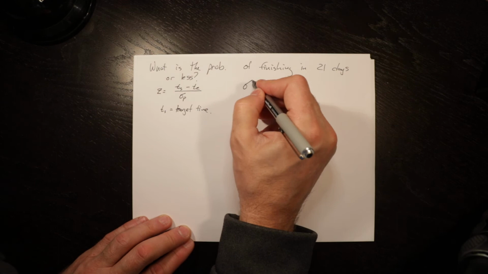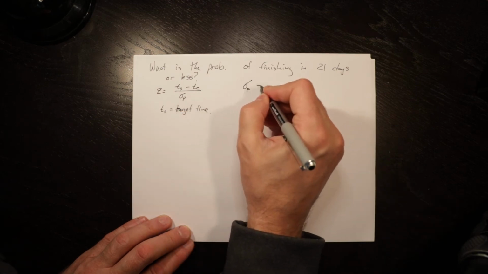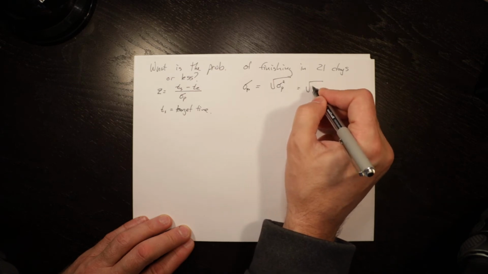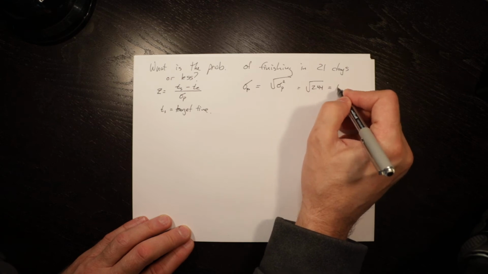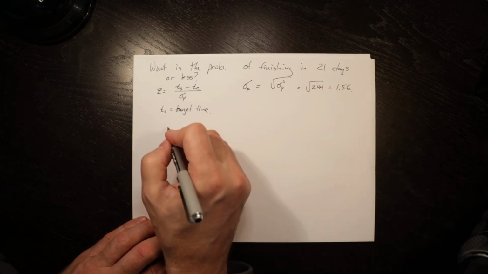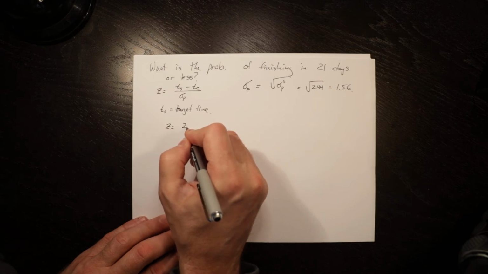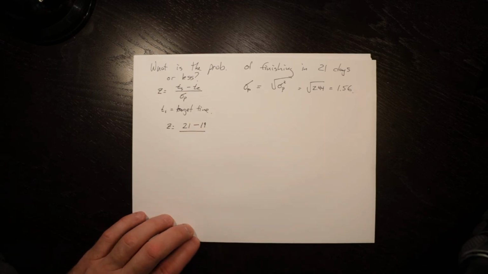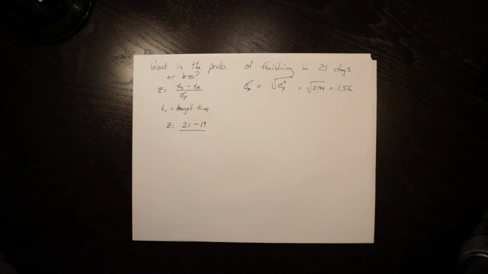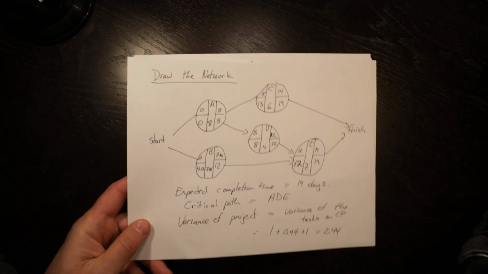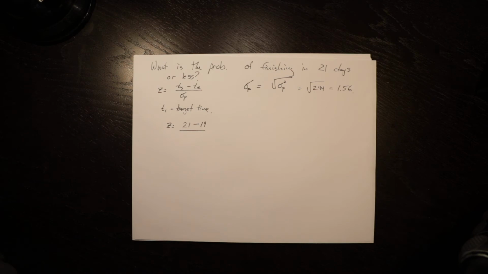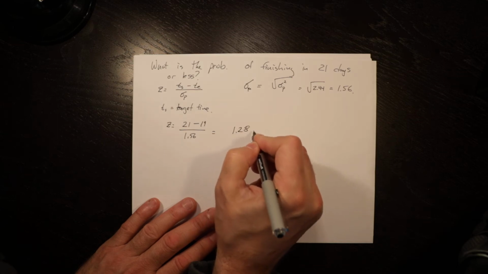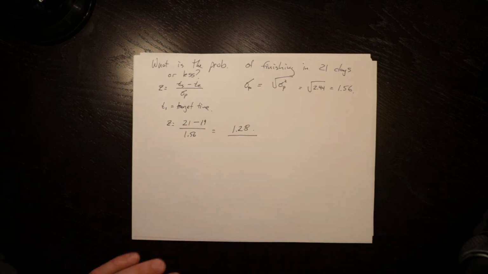So the standard deviation of the project is the square root of the variance of the project, which is equal to the square root of 2.44, which is equal to 1.56. So in this case, Z is equal to 21, which is our target time, minus 19, which is the expected time that we got when we drew the network, divided by 1.56, which is equal to 1.28. So that gives us a Z value.